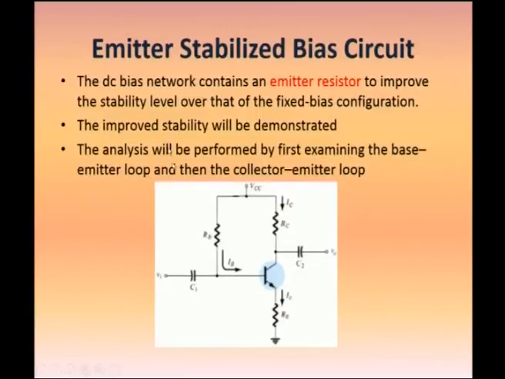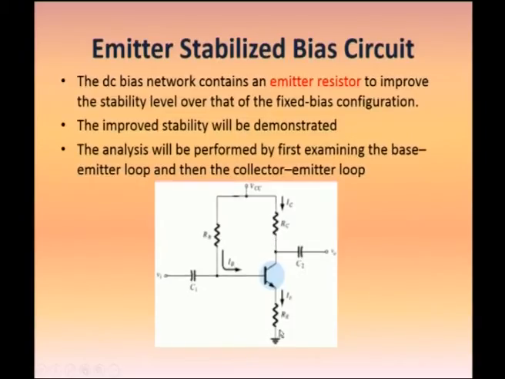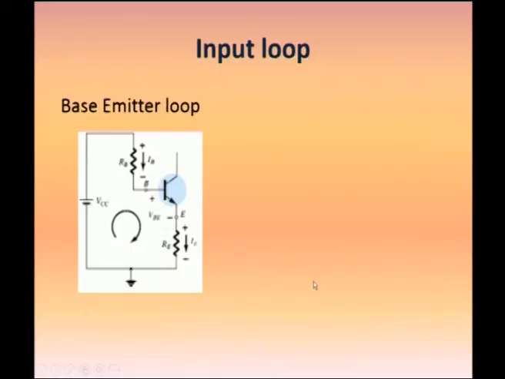So, we are moving to the next biasing circuit called the emitter stabilized bias circuit, which includes an emitter resistance in the emitter terminal of the common emitter configuration. That is the only difference. Here there is no emitter resistance in the previous one; here we have included an emitter resistance to have better stability than the previous circuit. So, we have to examine the input loop and the output loop. The input loop is the base emitter loop and the output loop is the collector emitter loop.